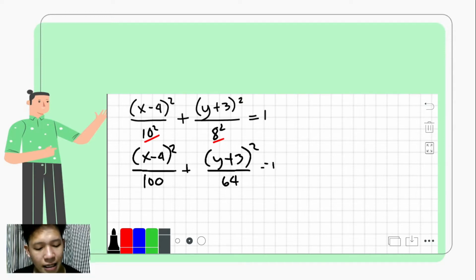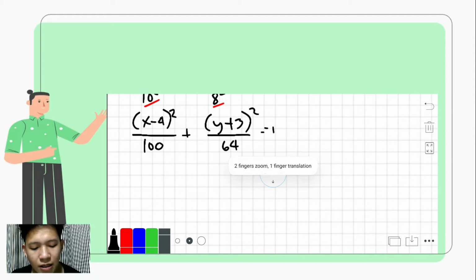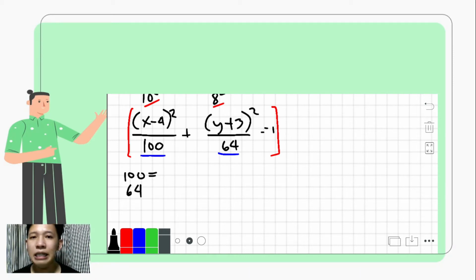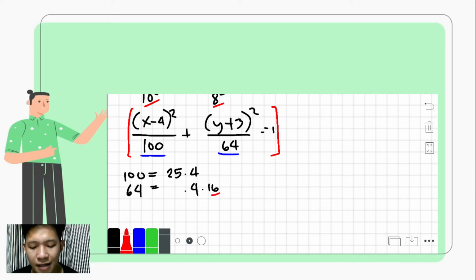And then after that, you are going to multiply both sides of the equation by the LCD. So what would be the LCD of 100 and 64? For us to get the LCD, we list down the denominators, that's 100 and 64, and then we factor them out. So 100 is actually 25 times 4, and 64 is actually 4 times 16. Alright, since the 4 times 4, which is 16, and the 5 times 5, which is 25, have no common factors left, we'll just let them be 25 and 16.